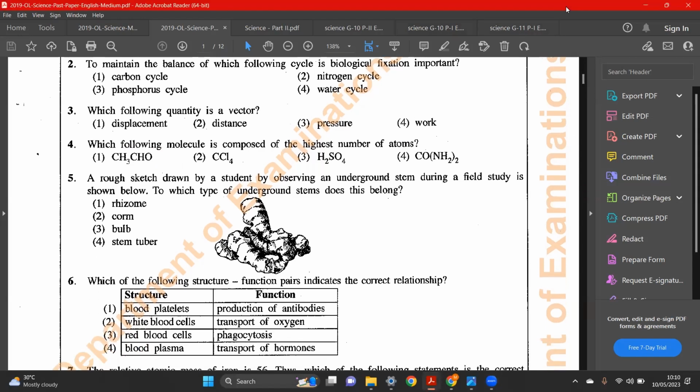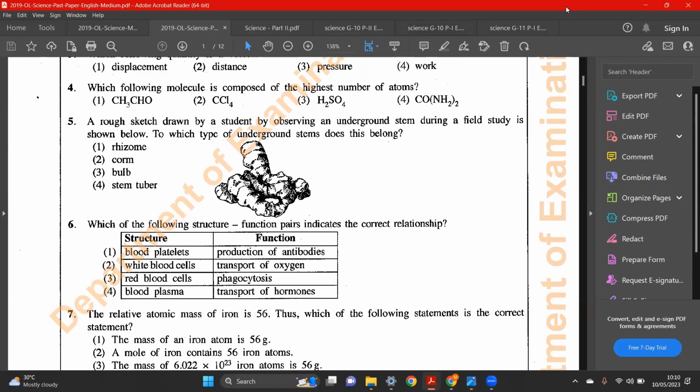Then the fifth question, back to biology. They've given you a rough sketch. This looks most likely to be either ginger or turmeric. Okay, so in terms of underground stems, you all have studied 4 main types. That is the rhizome, the corm, the bulb, and the stem tuber, as given to you in the 4 options. So we know that ginger and turmeric, both of them fall into the category of rhizomes. So there you go with your first answer.